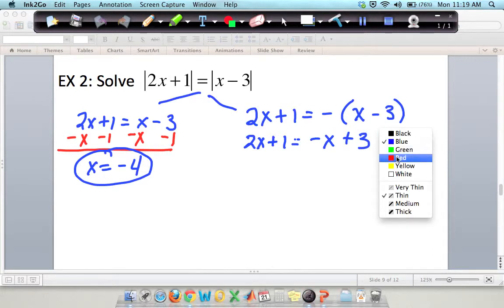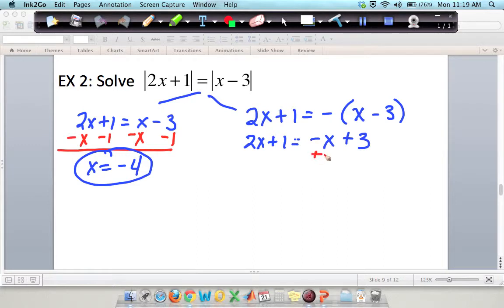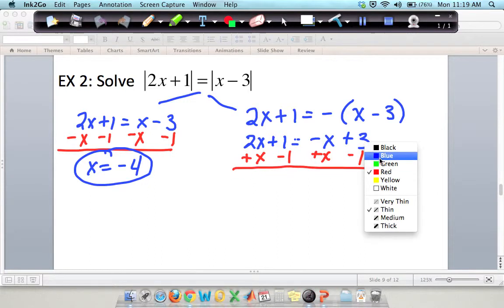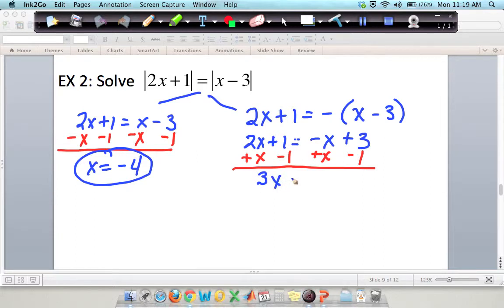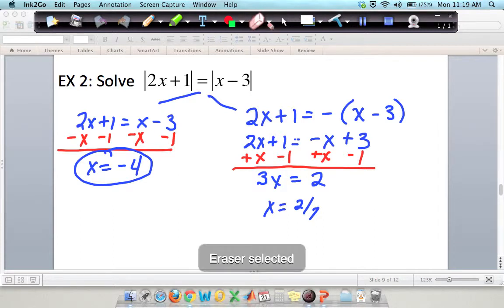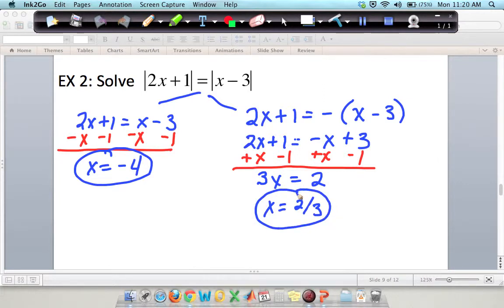And then I'm going to go ahead and add x to both sides and subtract 1 from both sides. And I get 3x equals 2. Divide both sides by 3, and I get x equals 2/3. That's my second solution. So our solutions are 2/3 and negative 4.